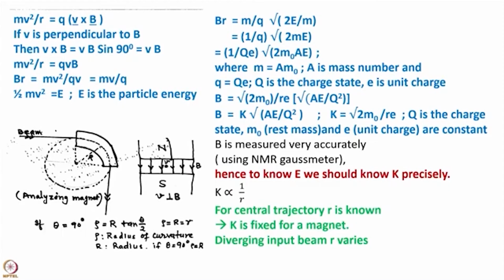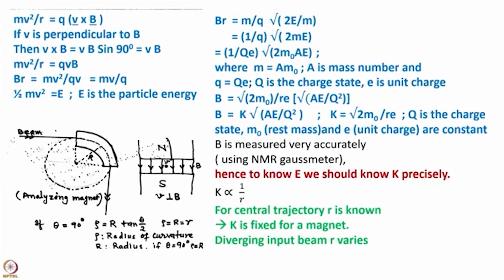Q is the charge state. The rest of the factors have been absorbed in K, because for any magnet the radius of curvature is fixed and M naught is fixed. So for any system these parameters are fixed, and this is equal to K. That means for a particular magnet, the K value is fixed, because K is given as root of 2M naught divided by RE. So these are all fixed parameters, K has to be fixed, and therefore B is equal to this.